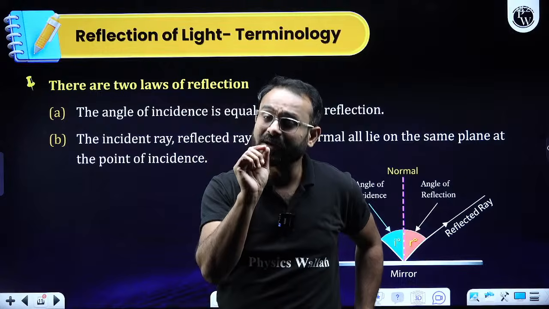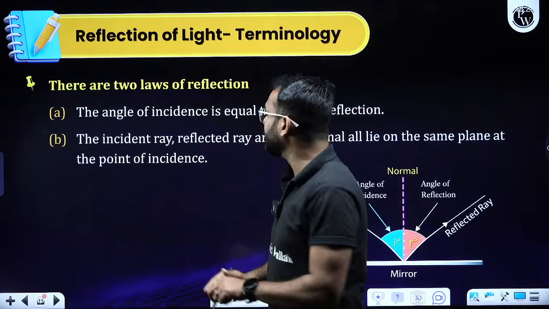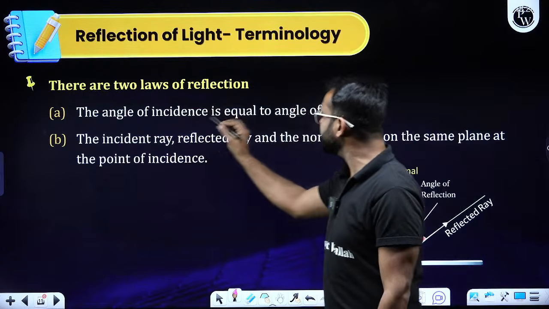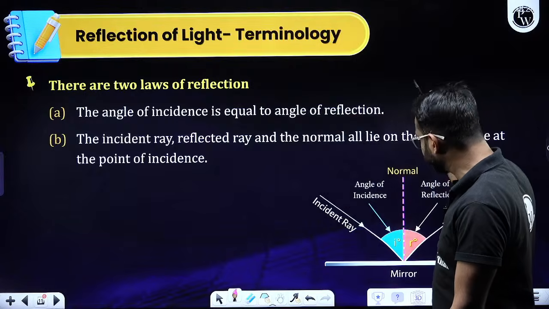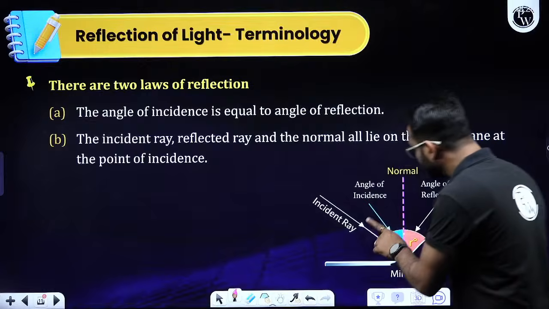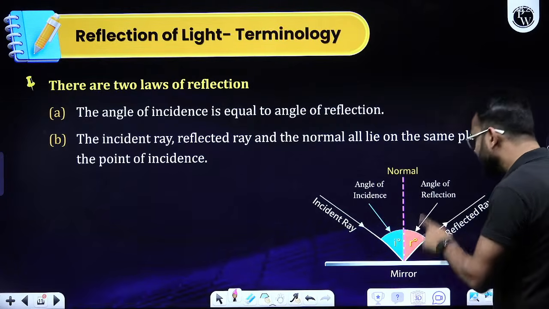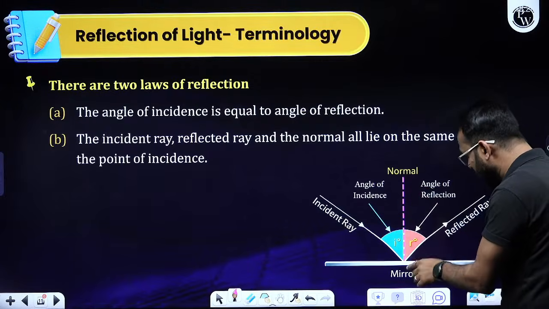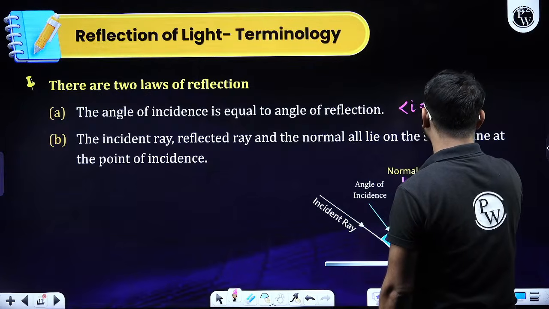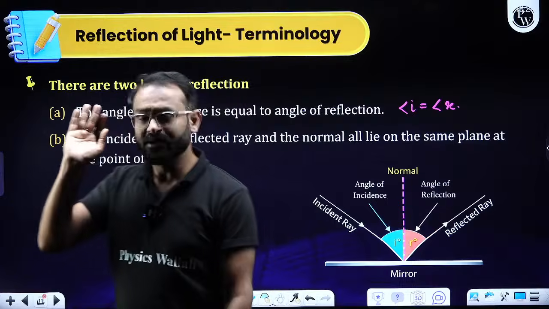So these are the laws of reflection, which means this is applicable everywhere, and it says angle I will be equal to angle R. That is, the angle of incidence is equal to the angle of reflection. But before that, we need to understand what angle I and angle R are. The angle between the incident ray and the normal is angle I. The angle between the reflected ray and the normal is angle R. And according to this, angle I will be equal to angle R. As simple as that. Correct?